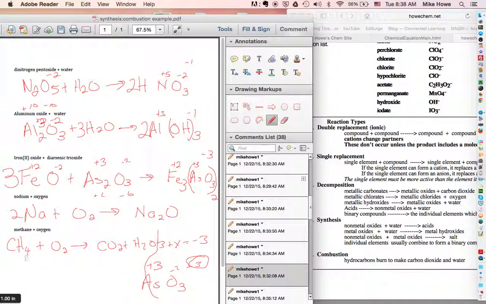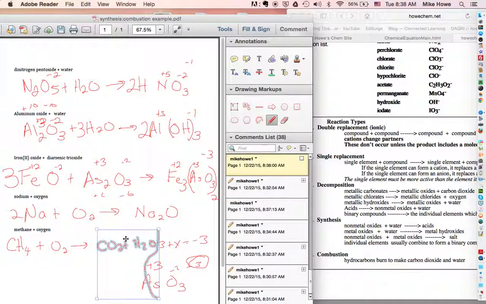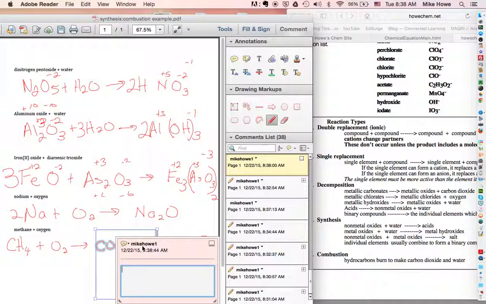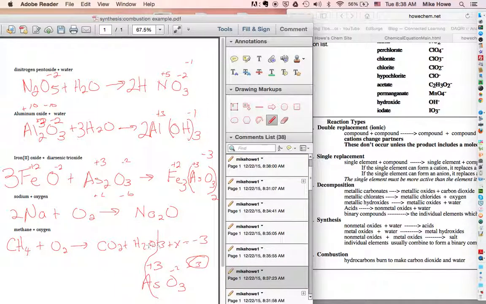All right, so we have 4 H's. We got 2 H's, and we're going to balance it by putting a 2 right there. So that gives me 4 H's on this side, 4 H's on that side. Then there are 2 O's plus these 2 O's make 4 O's. So on this side there's only 2 O's. So I need to put a 2 there, and that makes 4 O's, and then that one's balanced. So that is your combustion reaction.